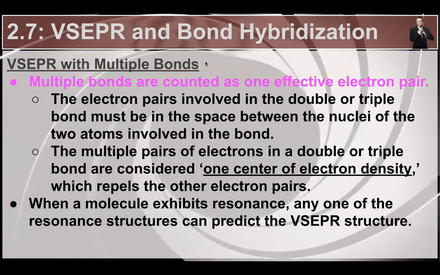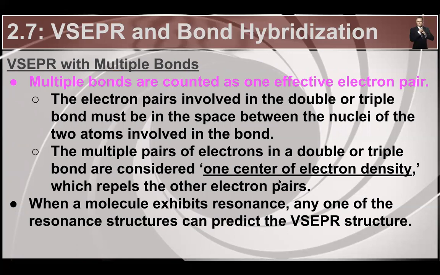Okay, so now you might be asking, what happens if there are multiple bonds, like a double or a triple bond? Well, in that case, we treat all of the electron pairs that are part of that double or triple bond as one region of electron density, okay?